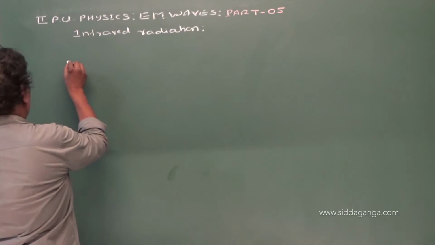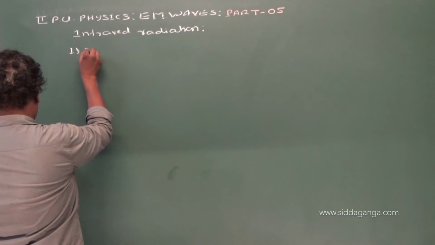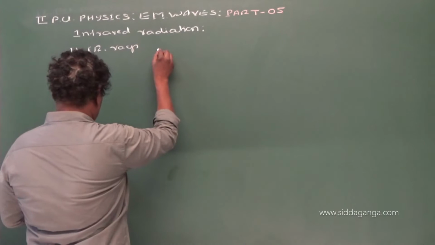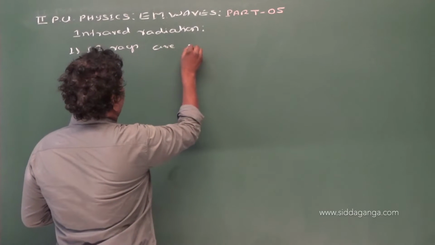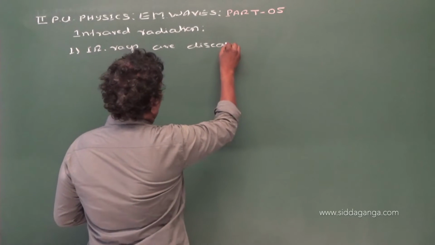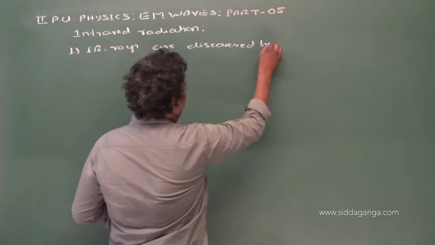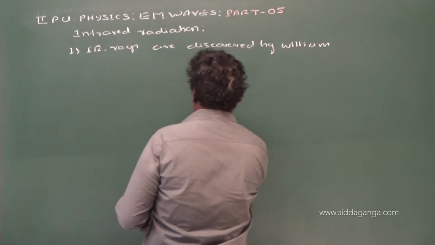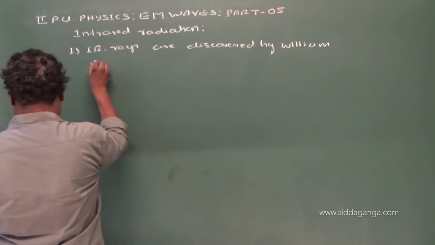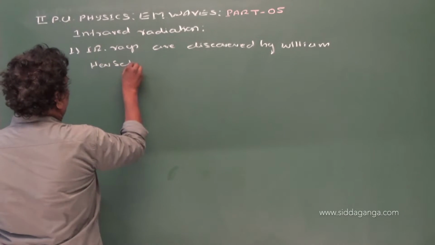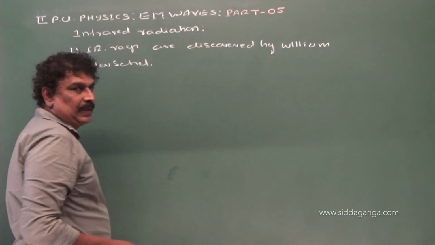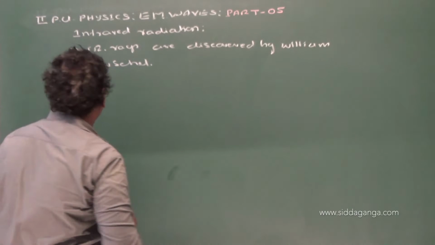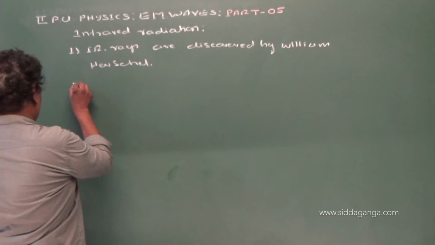Right. So number one, infrared rays are discovered by William Herschel. So William Herschel is a physicist, right, who discovered infrared radiation.